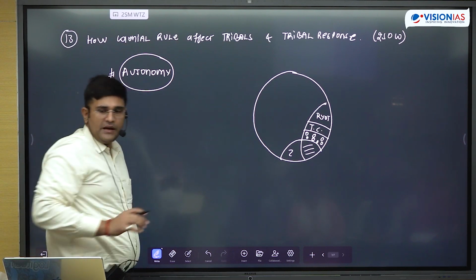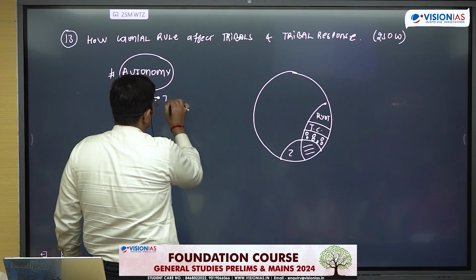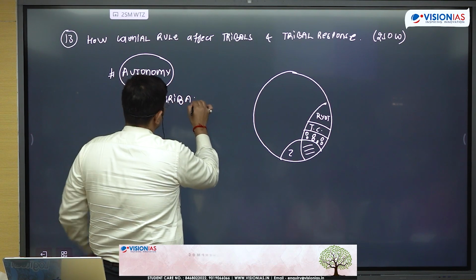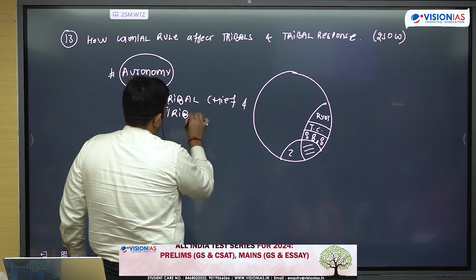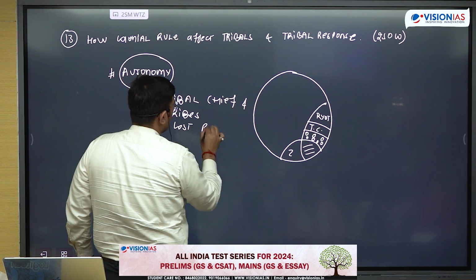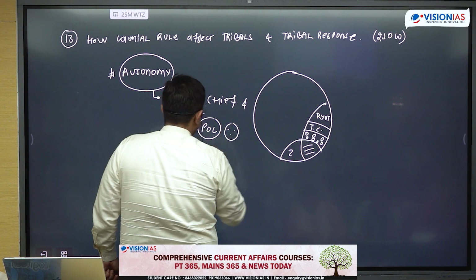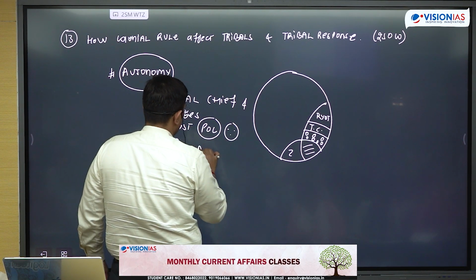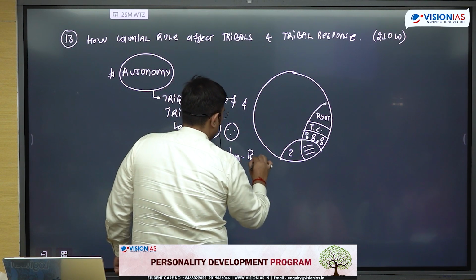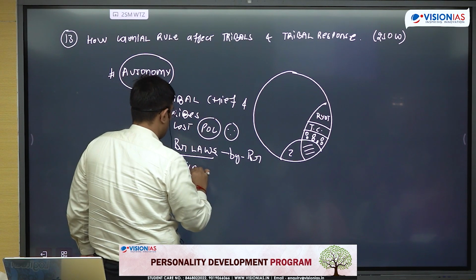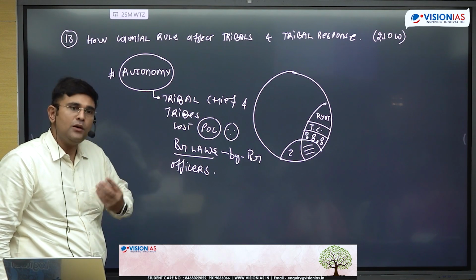First point, you mention autonomy, and in the domain of autonomy, you can say that the tribes and the tribal chief lost their political autonomy. Why? Because British laws by British officers were now applied. So they are losing their political autonomy.